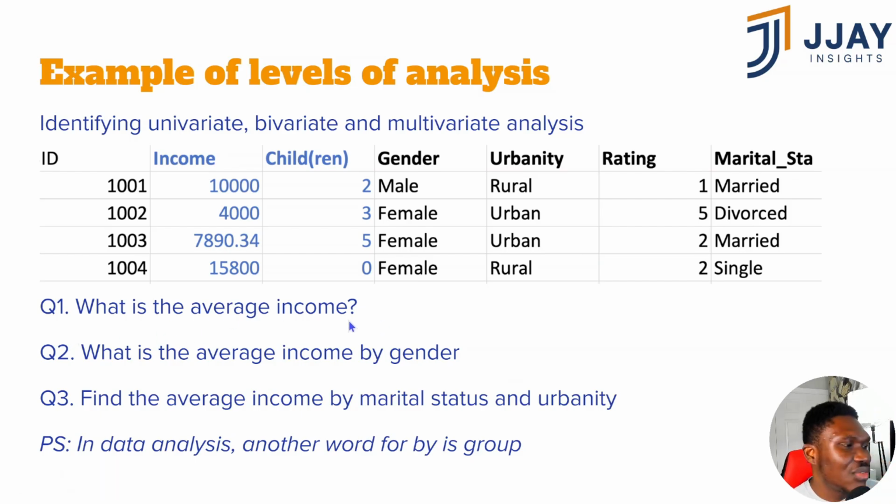When you ask what is the average income, this is a univariate analysis. Literally, the only variable I would need to get the average income is income. I'll sum them up and divide by the number of incomes that we have here. If I ask what's the average income by gender, that goes to bivariate analysis, because I'm looking at the income variable and the gender variable. Then if I say find the average income by marital status and urbanity, this is now multivariate. So in data analysis, another word for by is group. Think of by as group by or differ. Those are terms that you would use in your project.